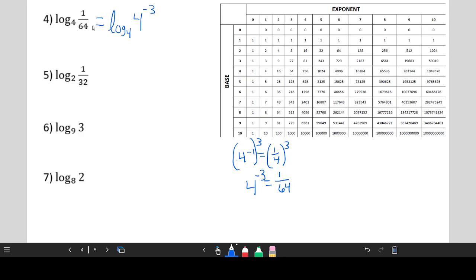So we haven't changed the value of our expression, we just replaced 1 over 64 with 4 to the negative 3, which we can do because those are equal. And now we can see, since we have matching bases, that this is just equal to negative 3.